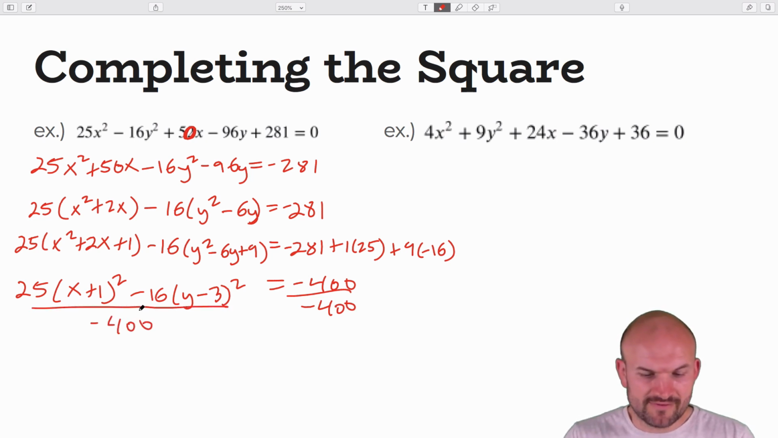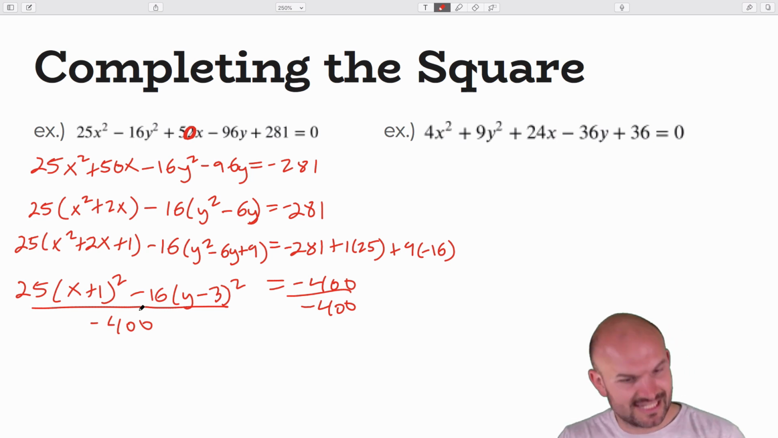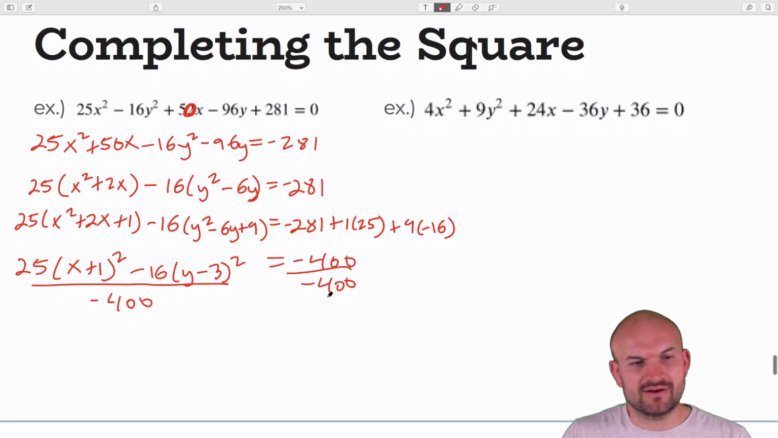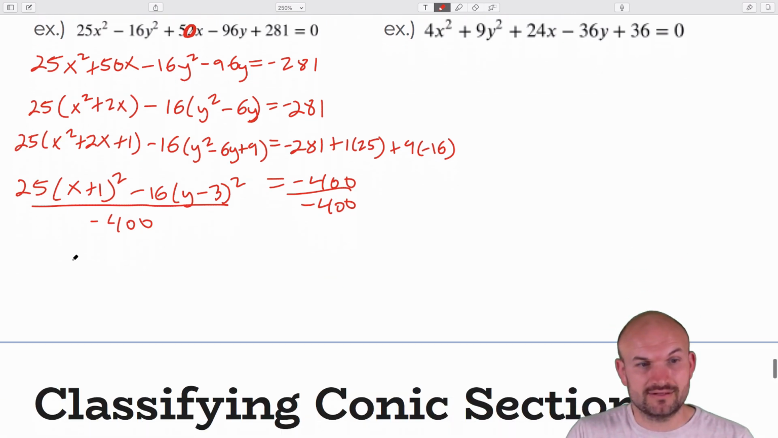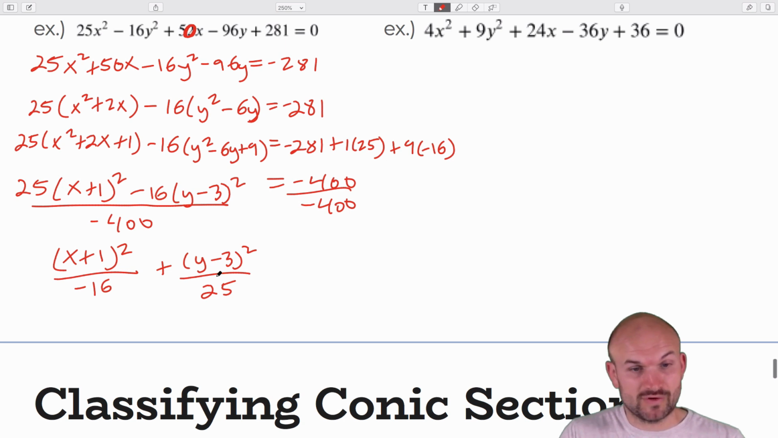Okay, now 25 over 400 can be reduced to a fraction. 25 goes into 400 16 times, and 16, or 400, goes into 16 then 25 times. Now again, notice that this is going to be a negative, right? So this would be (x plus 1) quantity squared over a negative 16 plus (y minus 3) quantity squared over a positive 25, right? A negative or negative is going to be a positive 25 equals 1.